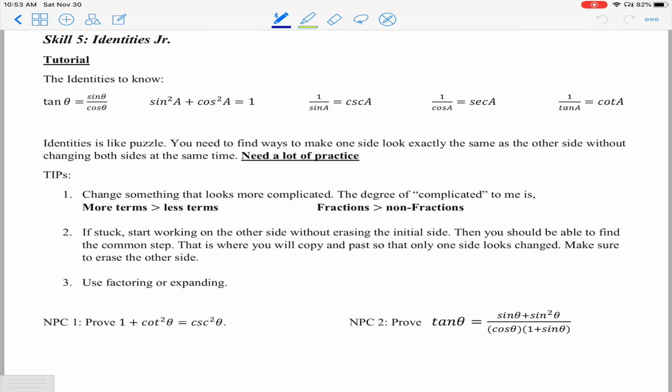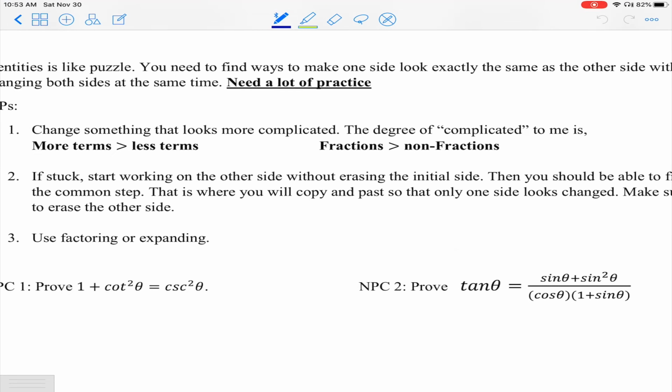there are some tips that I can give you. So let's take a look at this. The first thing is, when you are changing them, more terms is the easier one that you want to choose to change rather than the less terms. And then if you have a fractions, I will say 7 out of 10 times changing the fraction part is easier than the non-fraction, the whole part.